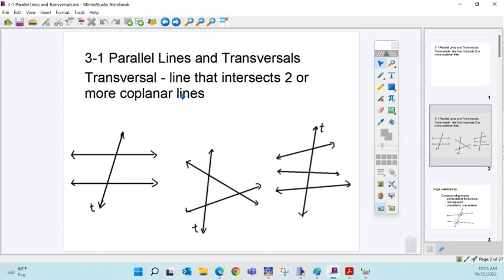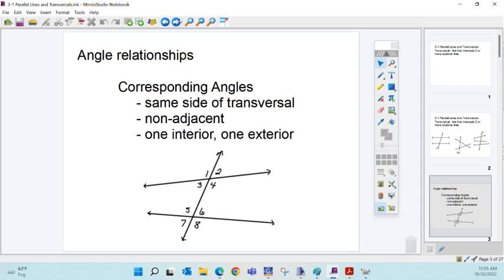So just to reiterate for those who are on tournament, the transversal is the line that connects two or more lines. They can be parallel, they don't have to be, but it's called a transversal. When you have a transversal, there are special names for different relationships between the angles that are made.